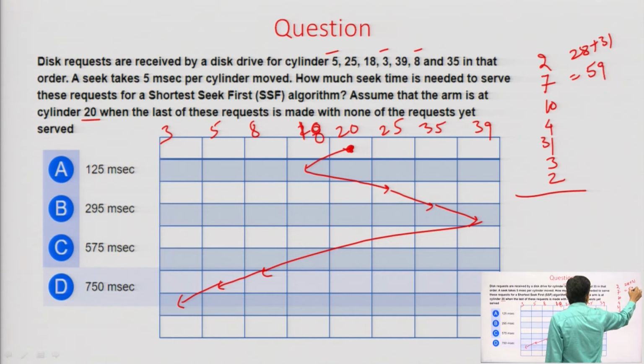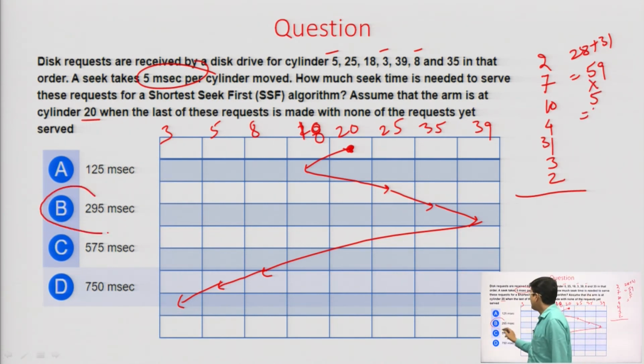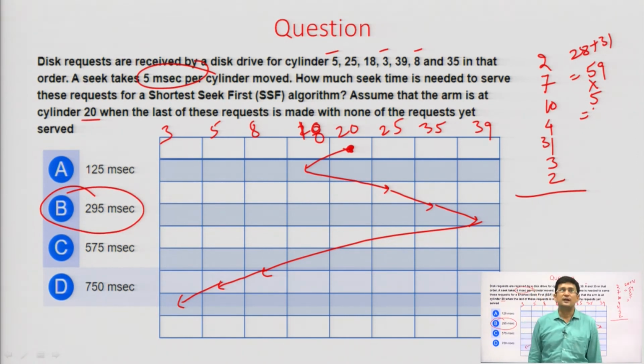So, this is 59. So, 59 is the total movement which has taken place, and how much is the power consumed or how much is the time taken? So, it is 5 millisecond. So, if you multiply this with 5 millisecond, so this comes out to 295 millisecond. So, this is the answer for this question.